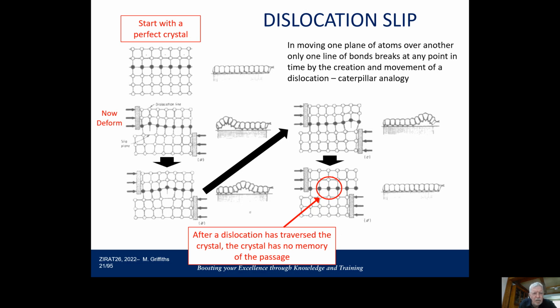So after the dislocation has traversed, the crystal has no memory of the passage. This is important because you see it often on the internet in different places, but some people have a belief that dislocations distort, change the orientation of a crystal. Now, in the classic sense, no, they don't, because it's a translation. It is not a rotation of the crystal.